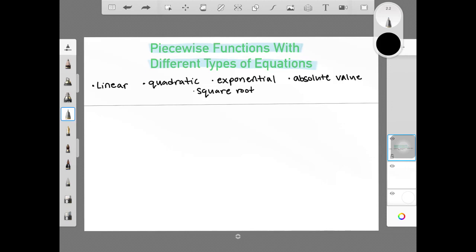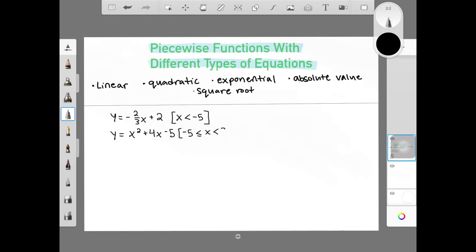The first function in this problem is y equals negative 2/3 x plus 2, where x is less than negative 5. This is an example of a linear piecewise function because it's in slope-intercept form, y equals mx plus b. The next function is y equals x squared plus 4x minus 5, where negative 5 is less than or equal to x, which is less than 3.